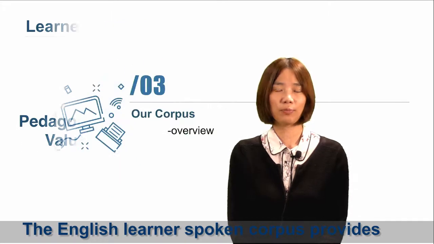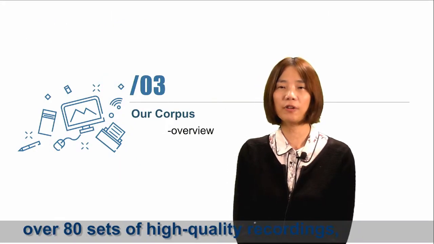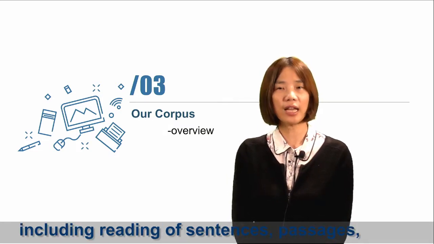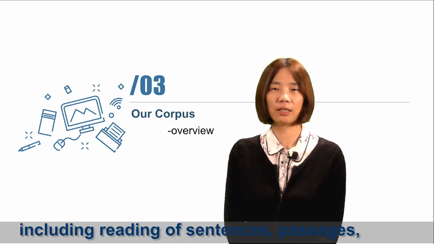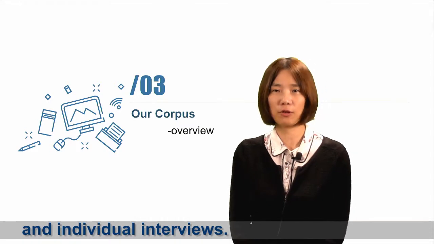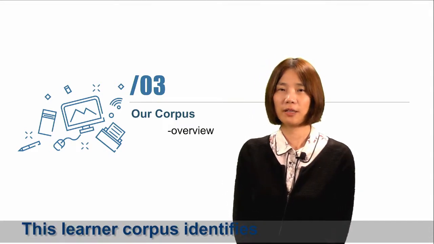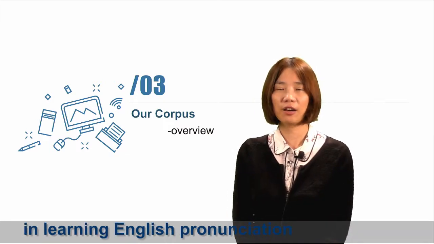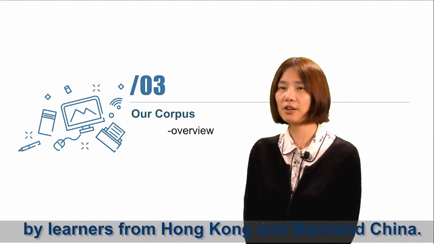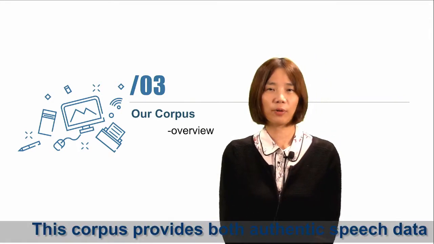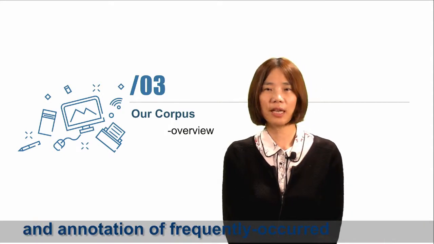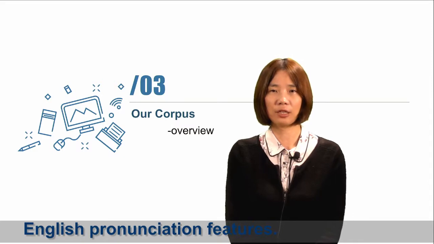The English Learner Spoken Corpus provides over 80 sets of high-quality recordings, including reading of sentences, passages, and individual interviews. This learner corpus identifies segmental and super-segmental difficulties in learning English pronunciation by learners from Hong Kong and Mainland China. This corpus provides both authentic speech data and annotation of frequently occurring English pronunciation features.